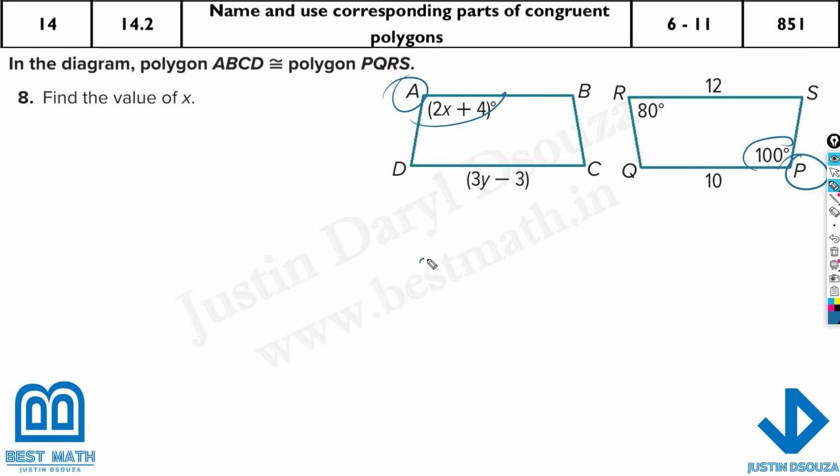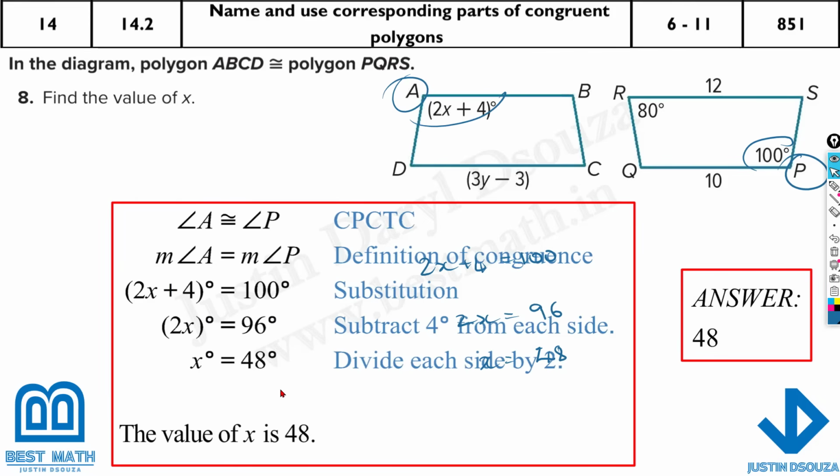So I'm just going to equate these both. 2x plus 4 is equal to 100. So it'll be 2x is equal to 96. That is 100 minus 4. X will be equal to 48. 48 times 2 is 96. So x value is 48 degrees.